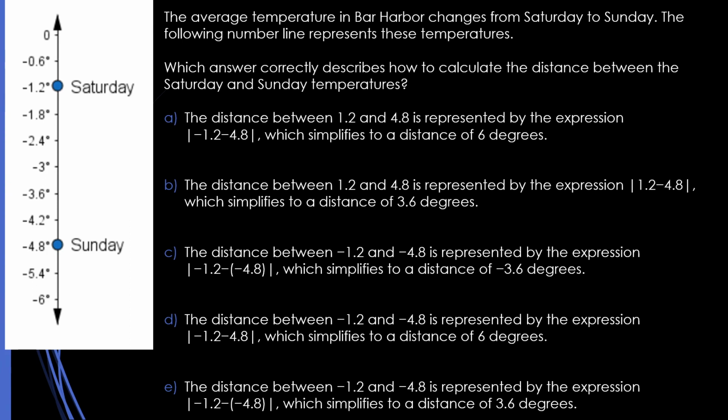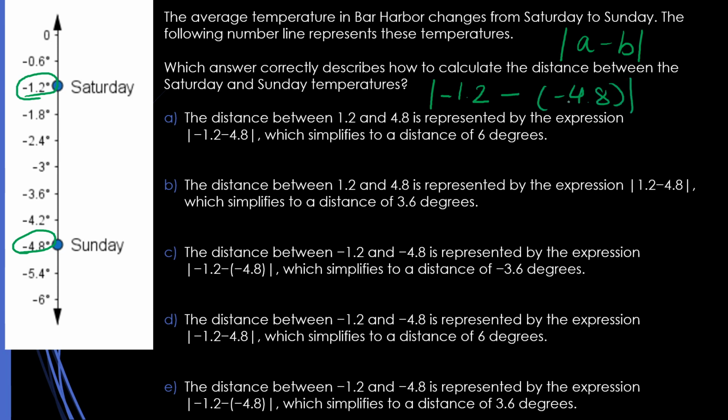And then our last question here. So we have this thermometer and we want to know which one of these answer choices correctly describes how to find the distance between these two temperatures. Okay, remember that I need to use my A minus B. Okay, and I have a negative 1.2 and I have a negative 4.8. So that would mean I'd have negative 1.2 minus negative 4.8.